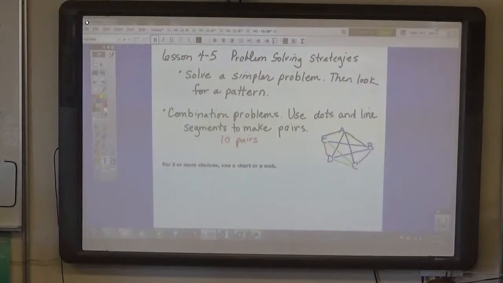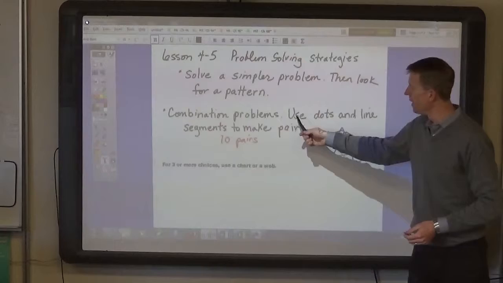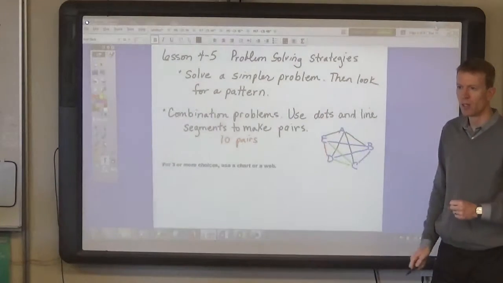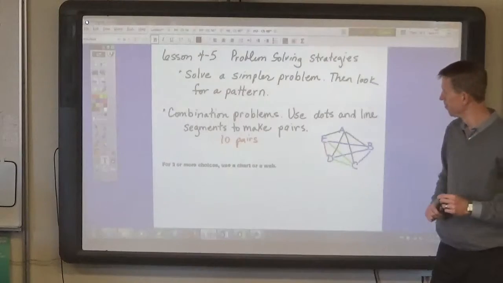Okay, so if you have really big numbers, you can start by saying, well, how do you get from one number to the next number? And then look for a pattern. Okay? This is a good strategy for finding combinations of 2 where you can't repeat any.